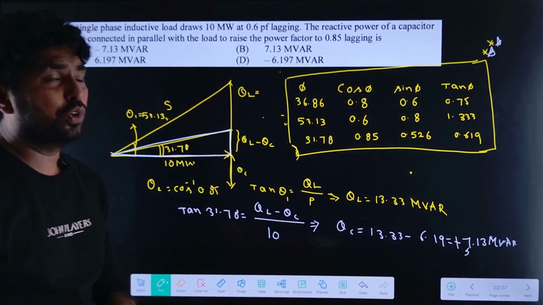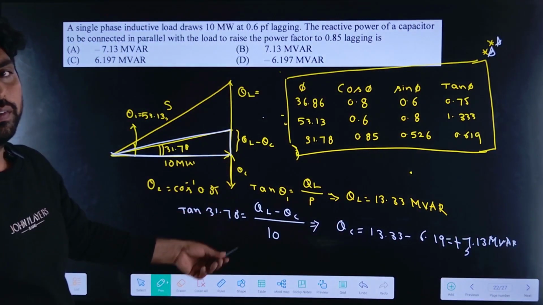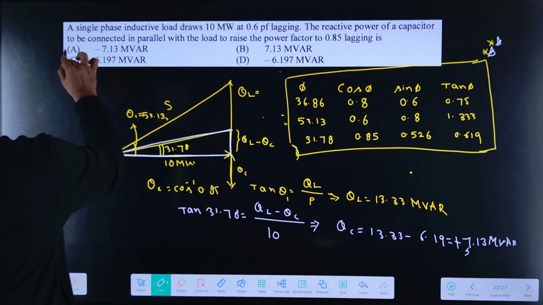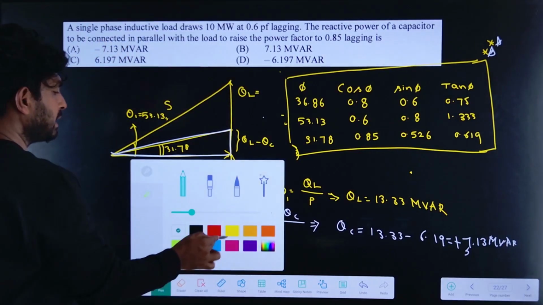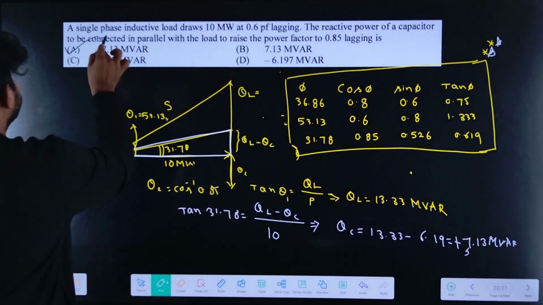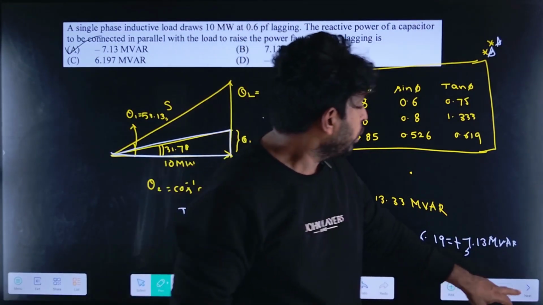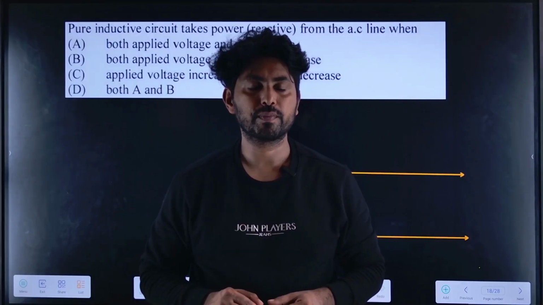QC is negative when compared to the QL, so we can call it this way. Option A is the right option. So now let us solve the next problem.